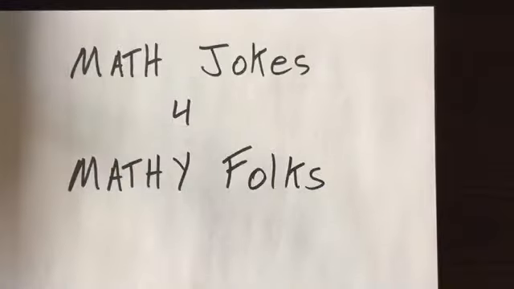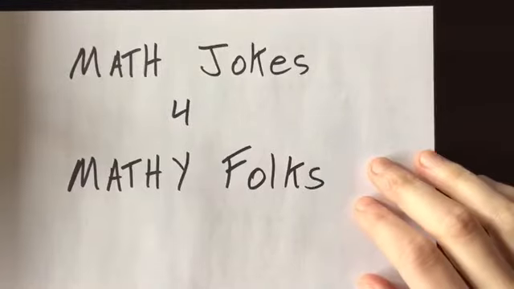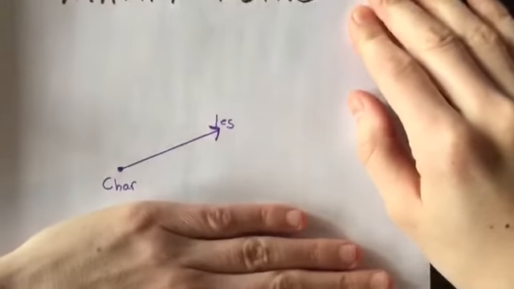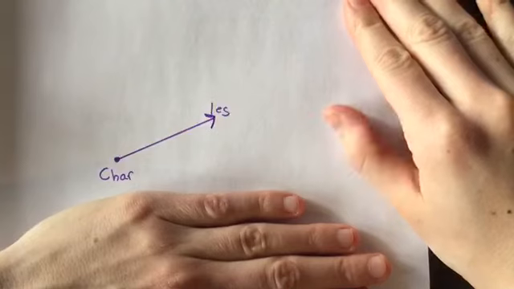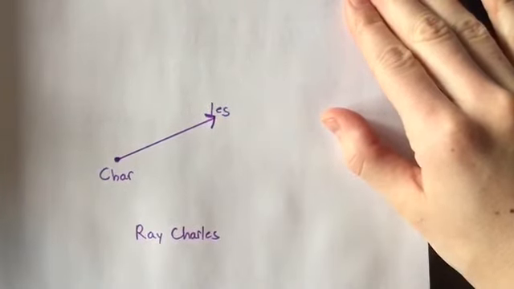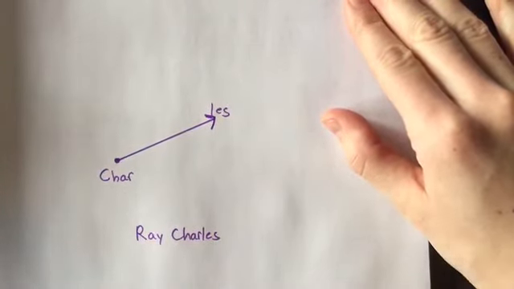Today's math joke for Matthews folks is a visual one. So what does this image represent? Ray Charles. Get it? To Ray Charles, singer.